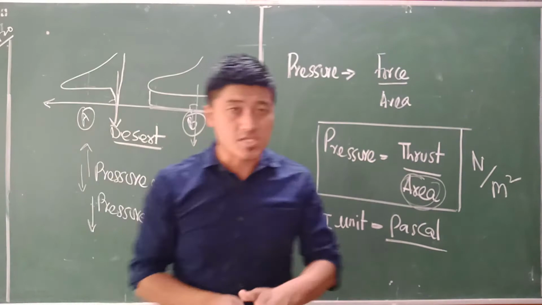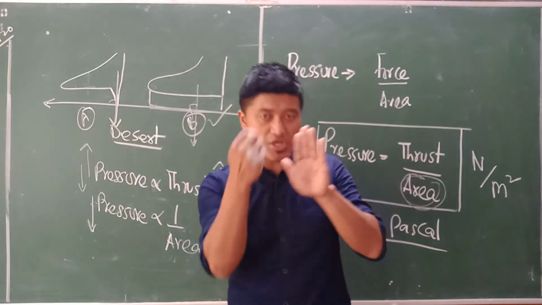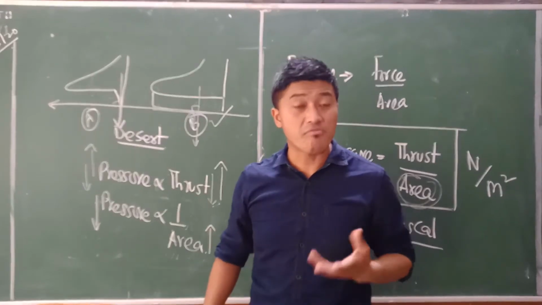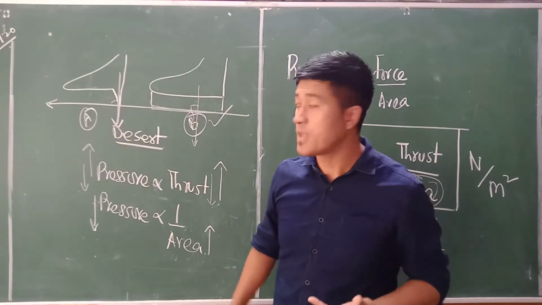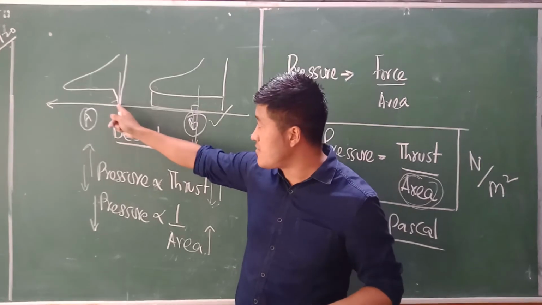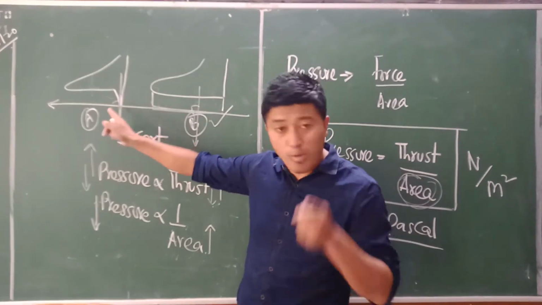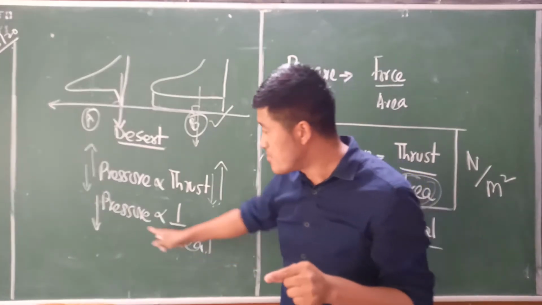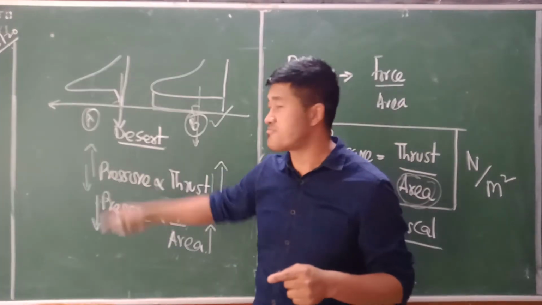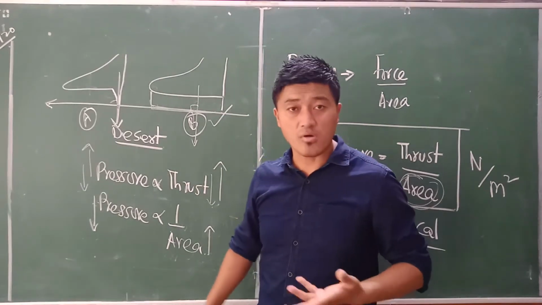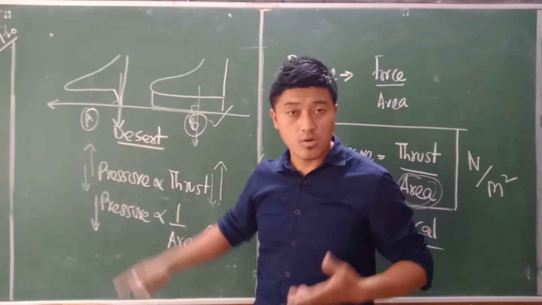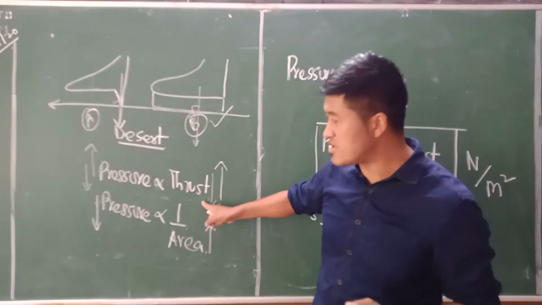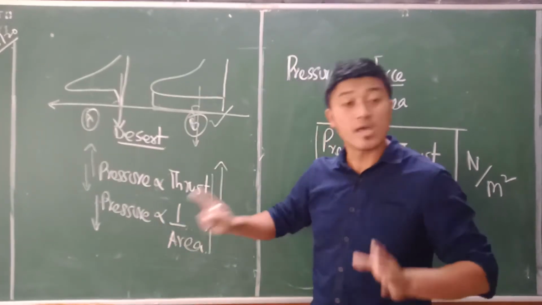If you look at the sole of the shoes, it is having a huge area. That is why it is having a very small amount of pressure, so that we find it very easy to walk. In a similar case, if you look at the pointed heel, it has a very small area. Small area means pressure will be very high, which is why we find it very difficult to walk on a desert. Understand? Is that clear? So this is the relationship of pressure with thrust and pressure with area.